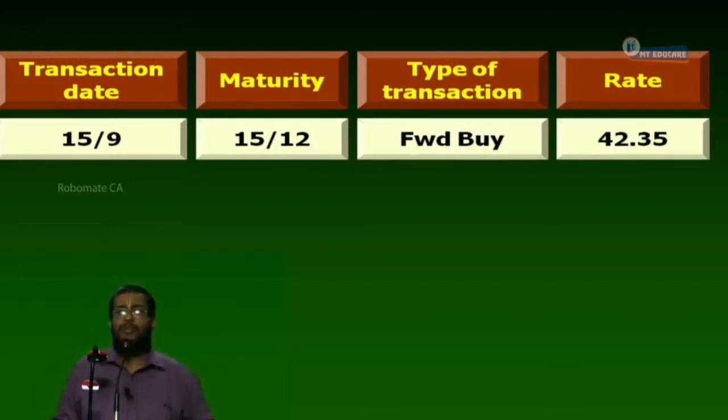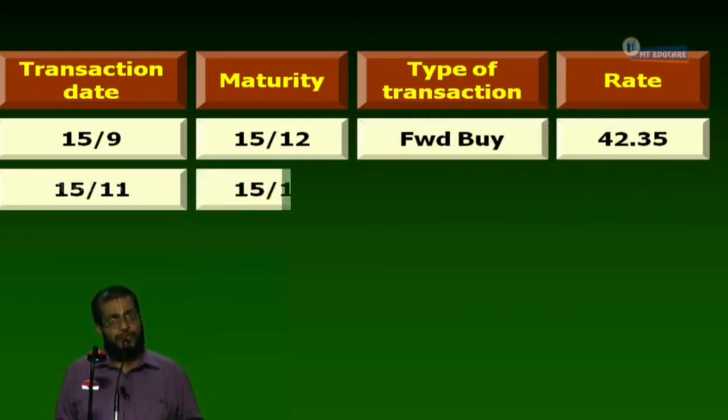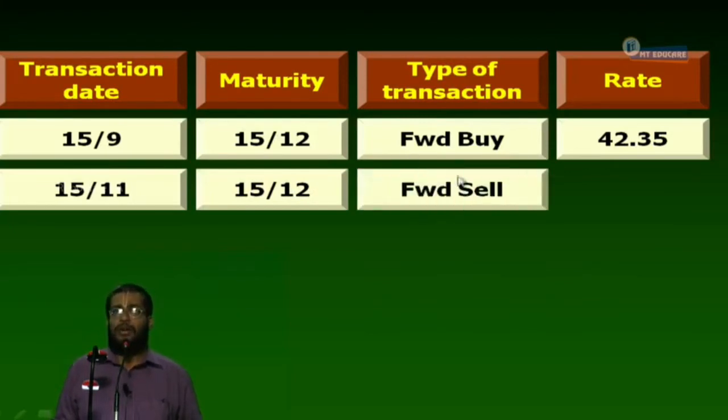Now, I went to the bank once again on November 15, saying that I don't want to buy this. Can I cancel this? No. How to cancel this? By giving a counter. From 15th November to 15th December, I give a counter forward sell. On the date when I buy, I have to immediately sell. That sell order I give today itself on 15th November. Do I sell at the bid or offer rate? Bid rate.